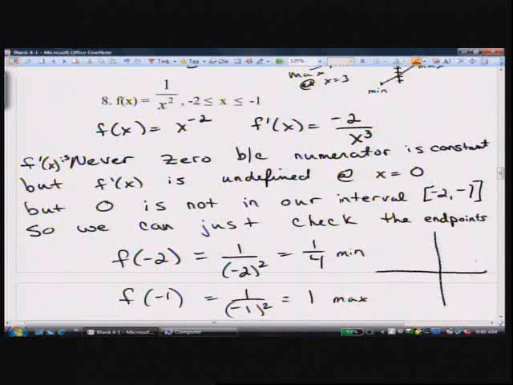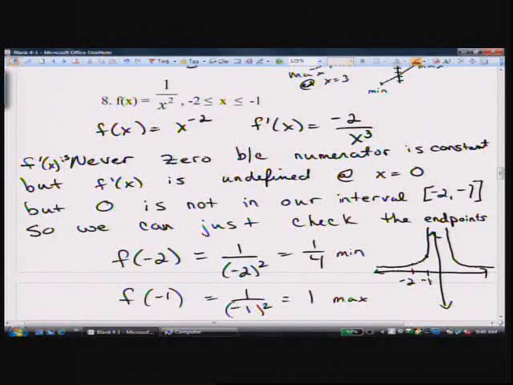The graph of 1 over x squared is your friend. It looks like this. It's got an asymptote here and here. I've got a y equals 0 asymptote and an x equals 0 asymptote. But from negative 2 to negative 1, it's increasing. So that one's the min and that one's the max. It's not very exciting. It doesn't bend or anything.